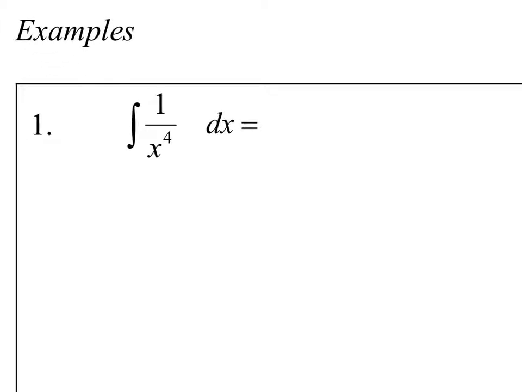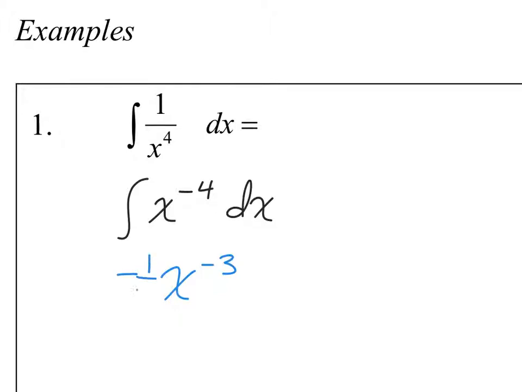So for this one, I'm just going to rewrite it. x to the negative fourth. So now it's a power rule situation, the reverse of the power rule. Increase the exponent by 1. Divide by the new exponent. The understood coefficient in front is a 1. So if I'm dividing that 1 by that new exponent, it would be 1 over negative 3. I choose to write that as negative 1/3. So negative 1/3 x to the negative third plus c.